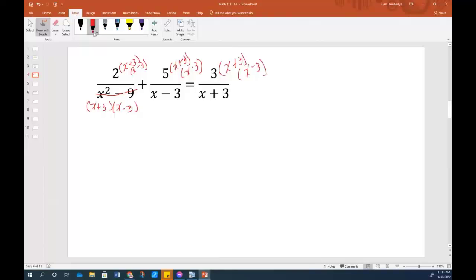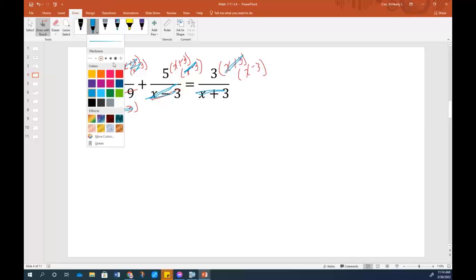All right, now what cancels? X minus 3 cancels with x minus 3 on that one. X plus 3 cancels with x plus 3 here. And both of them cancel on this very first one. So all of my denominators have canceled now. So now I'm going to write down very carefully what's left.